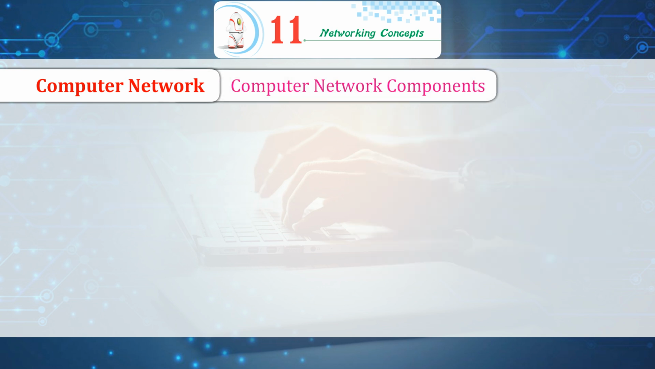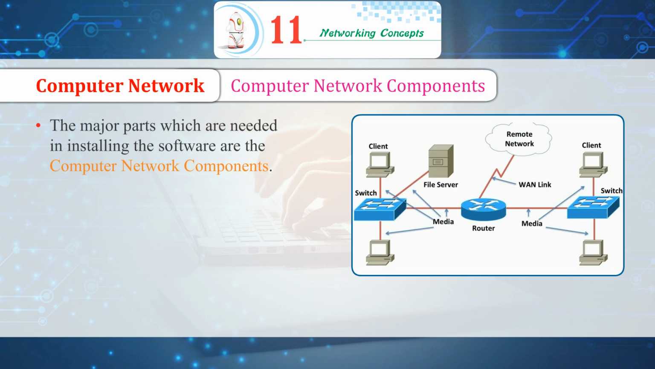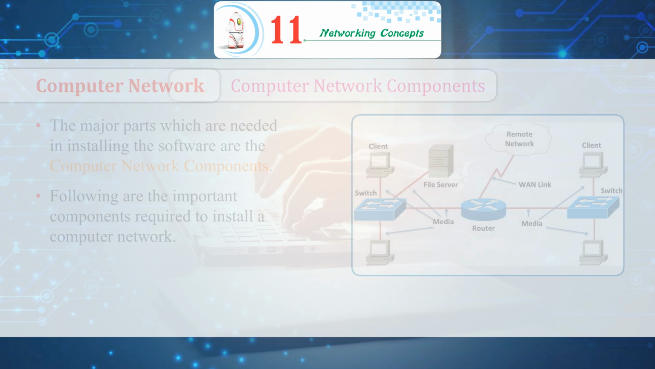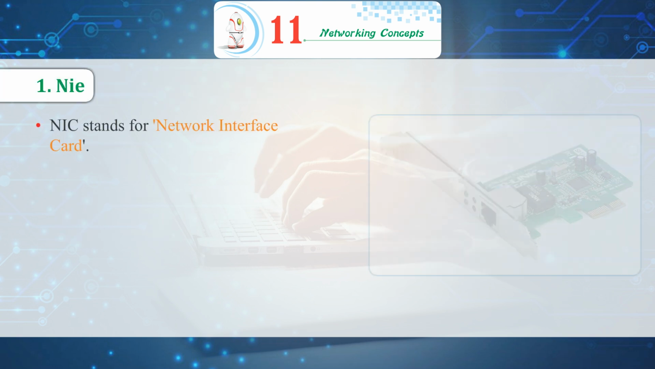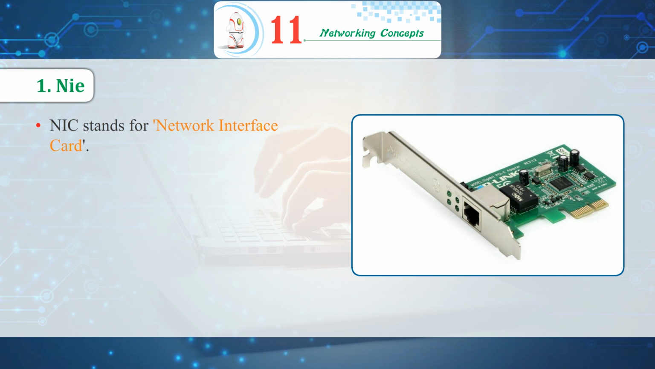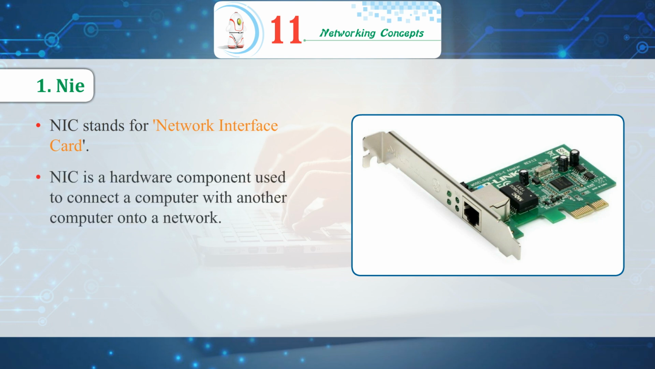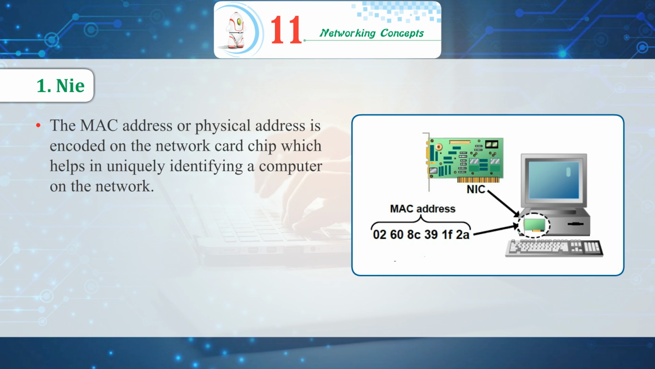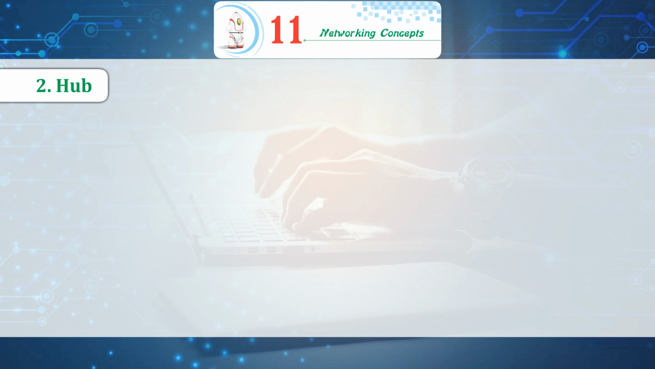Computer network components. The major parts which are needed in installing the network are the computer network components. Following are the important components required to install a computer network. 1. NIC. NIC stands for Network Interface Card. NIC is a hardware component used to connect a computer with another computer onto a network. The MAC address or physical address is encoded on the network card chip, which helps in uniquely identifying a computer on the network.